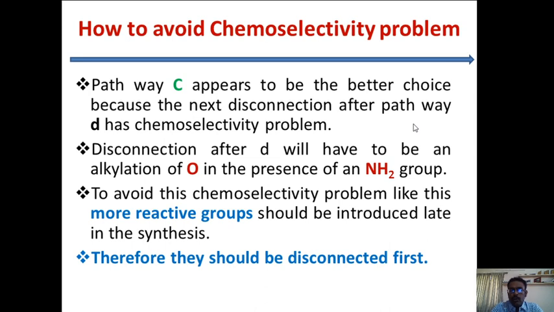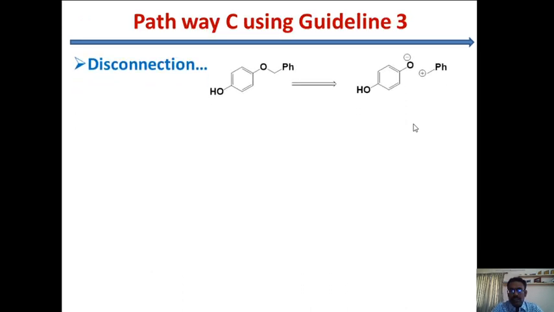So here you have to remember that whenever you have a chemoselectivity problem, you have to find the more reactive group, and that should be disconnected first. This is what we are seeing as guideline number 3. In pathway C we have done this disconnection, and the left-out fourth bond we can easily disconnect and you will end up with these synthons. Then you can find the synthetic equivalents for those synthons.